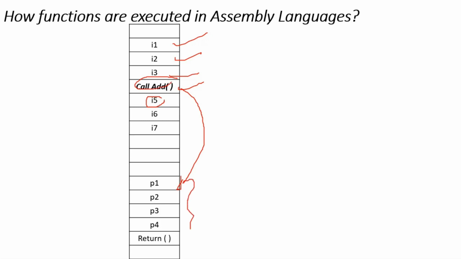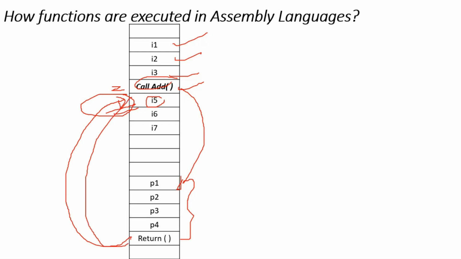And after executing the entire subroutine, we have to return to the next instruction after the function call. That means the address of the next instruction after the function call is called the return address. So we have to always return to that instruction once the subroutine is over. So return address and function call, two main terminologies you have to understand.